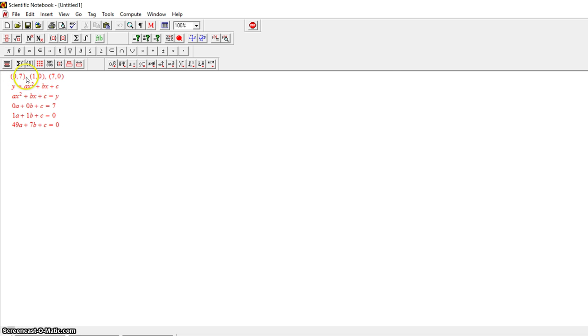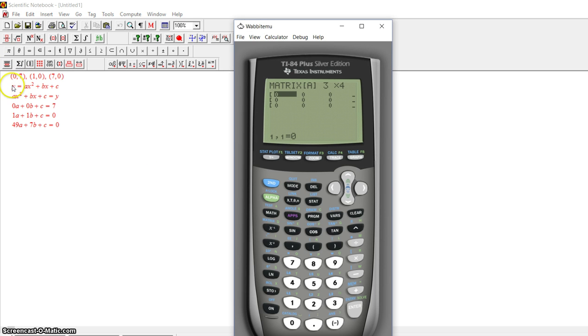And that's why I wrote this as ax squared plus bx plus c equals y. And it's also why I wrote the 0a, the 0b, because when we go to type them in, we need 0 for the a, 0 for the b, 1 for the c, and then 7 for the y. So I just type in that first line. And then I type in the second line, 1a, 1b, 1c, 0. Type in the third line, 49a, 7b, 1c, and 0. So I type in my matrix.